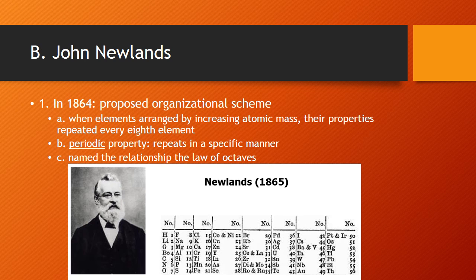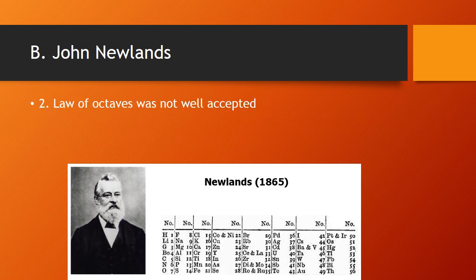So if you start a scale on an A, by the time you get to the next A, then you're an octave above it, and that's 8 notes later. The problem for Newlands, and for the rest of the scientific world, is this law of octaves was not well accepted. For one reason, it did not work well for all elements. You'll see here in the table that he had to put 2 elements in some spots, and in other places the properties really were not that similar, or they did not repeat that well, and so it didn't work real great, the whole law of octaves.